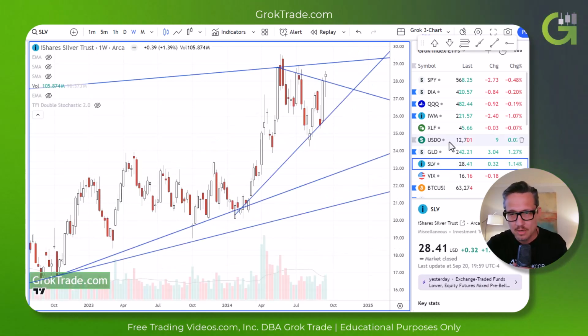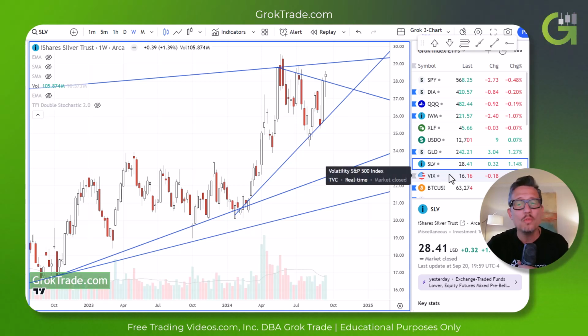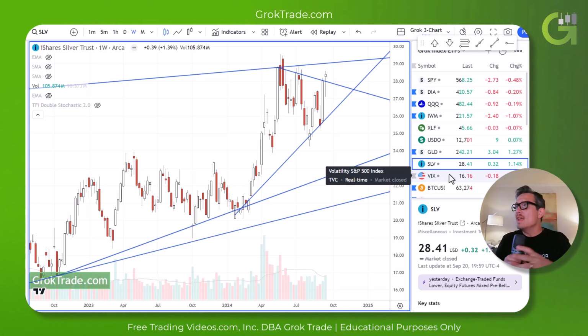Hasn't broke through, it's got some things ahead of it. VIX is only 16. I mean, there's no fear out there at this moment. No fear out there. And if I'm going to throw on a mentor moment here.